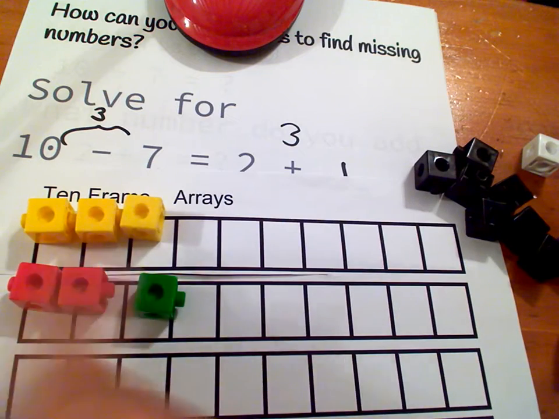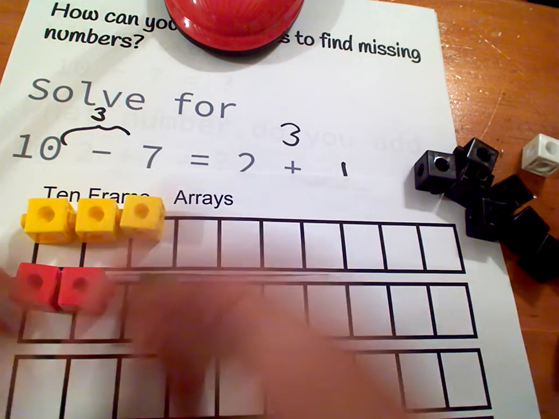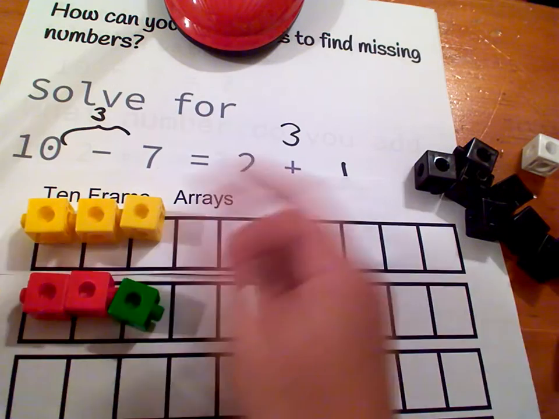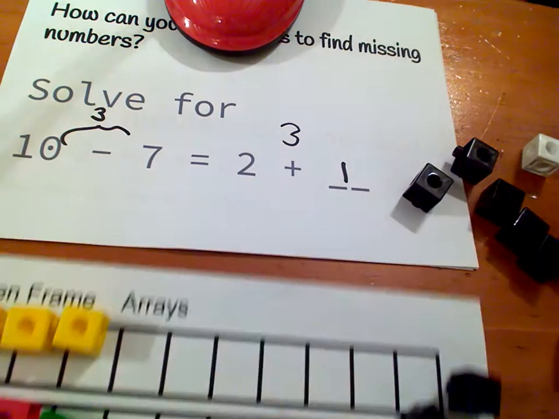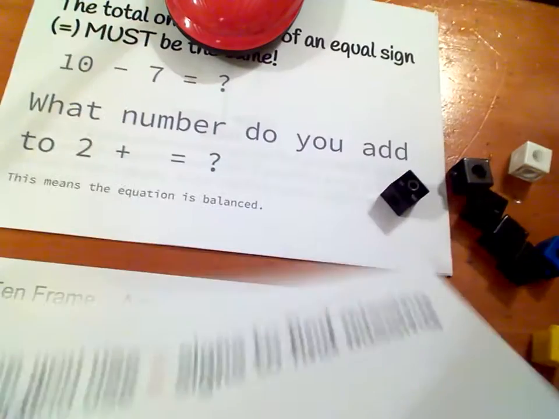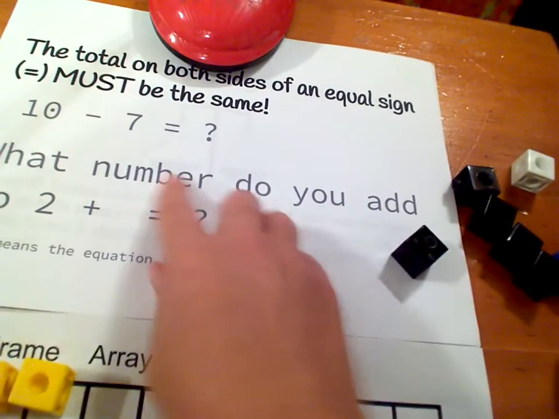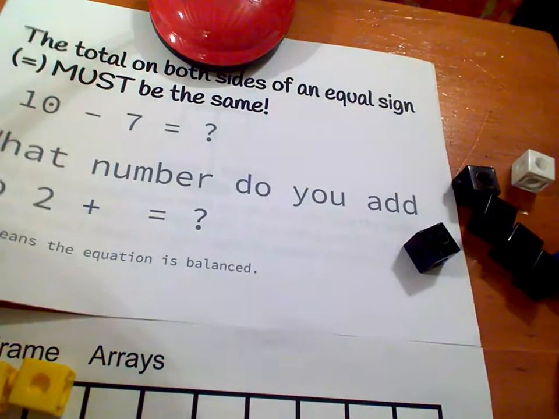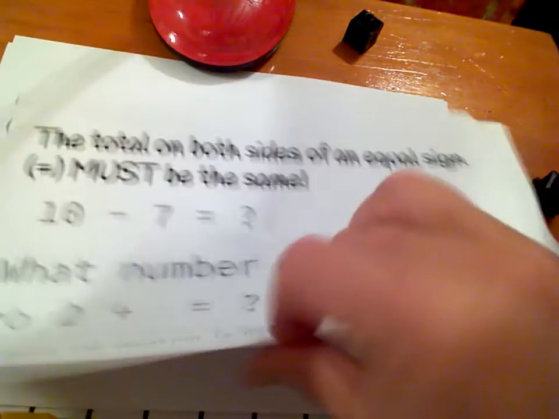So this is what I'm looking for you to do today. Balance equations using arrays, making sure they add up the same, and you're going to be solving for a missing number. I think you can do it. All right. So the total needed to be the same. What number did you add? You found it. You found that that number was 1.